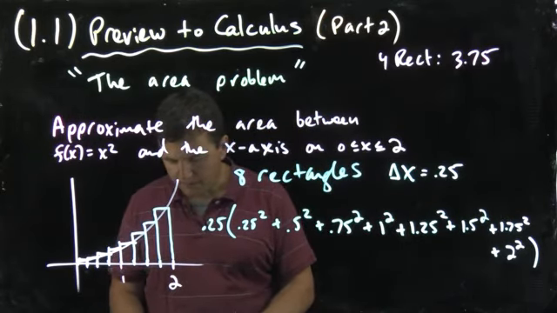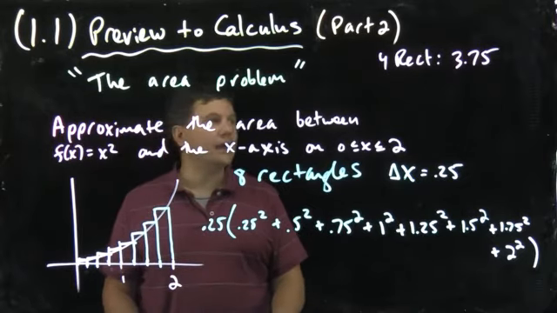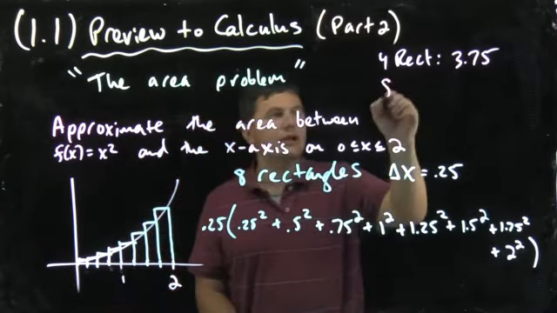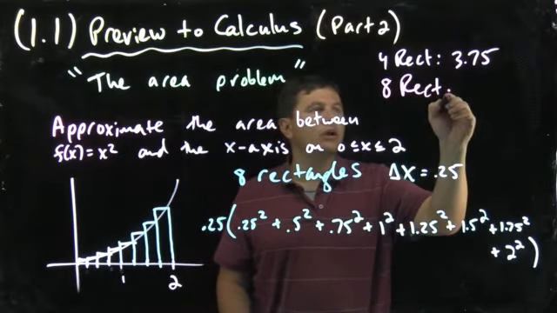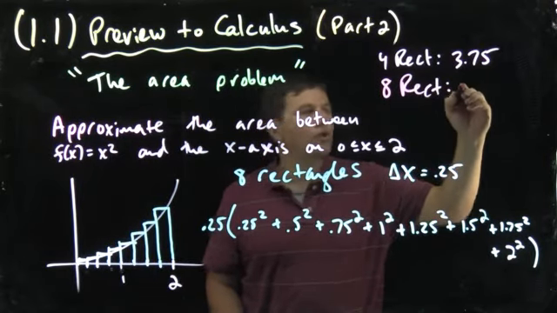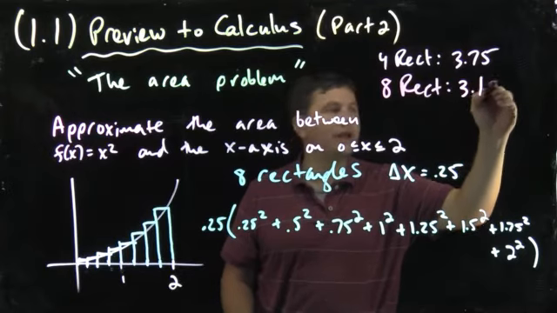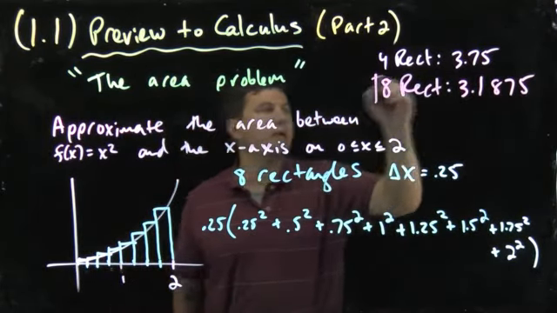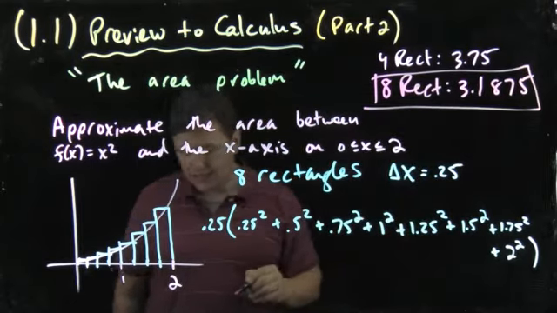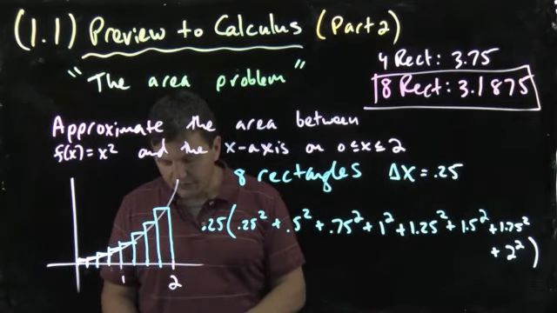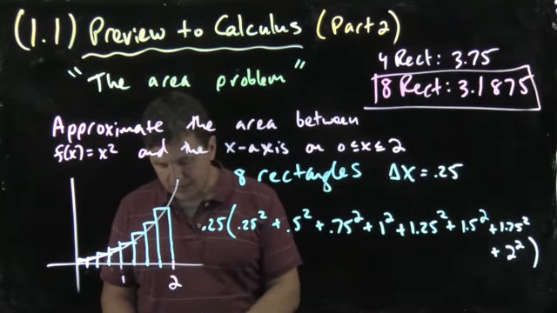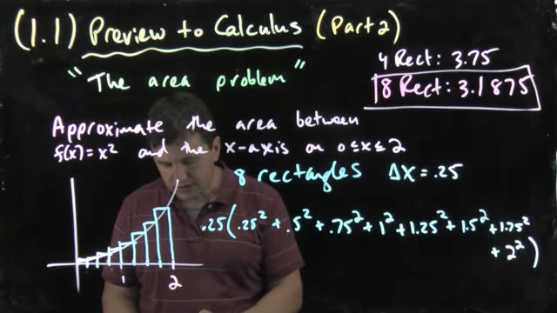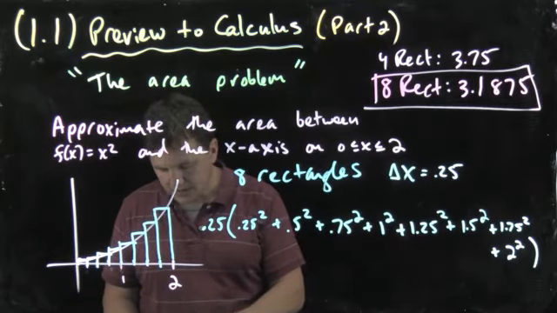I believe I already have this calculated. Let's see if I can bring it up. And there we go. So 8 rectangles, we are going to get 3.1875. And we would assume that this is a better approximation for the exact. In fact, I can tell you what the exact is because I know the calculus. So let's see what the exact is going to be so we can compare this.